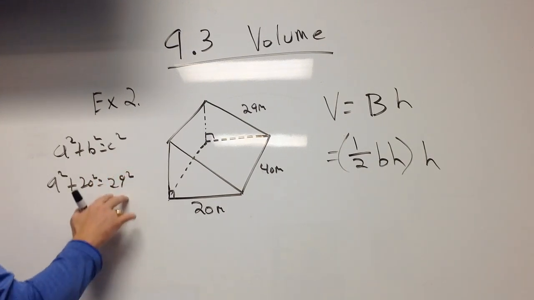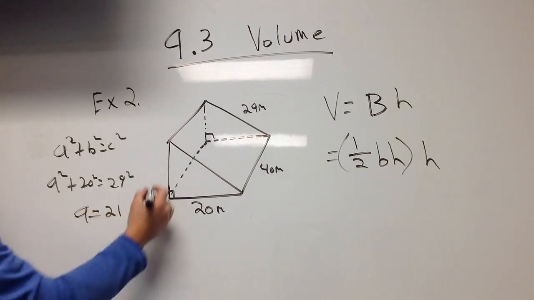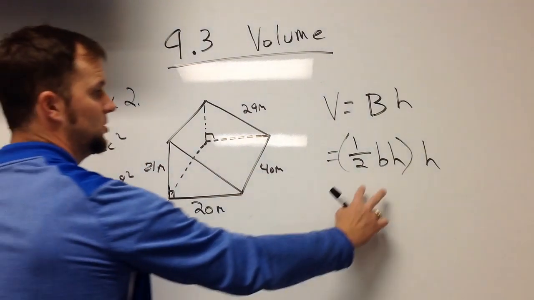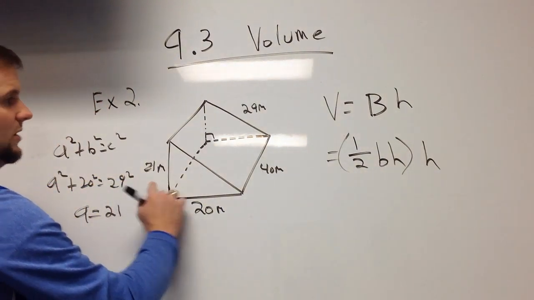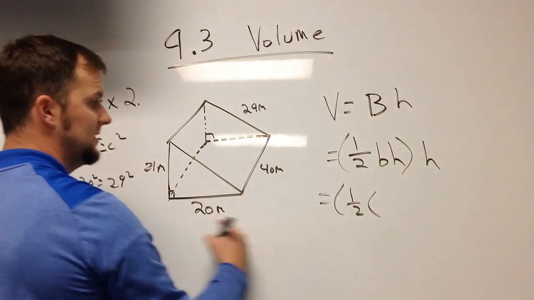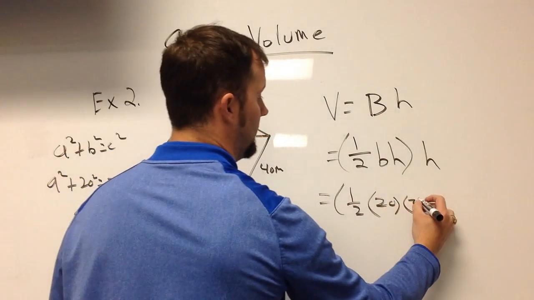And then I would end up squaring these and subtracting them, and I would end up getting a is equal to 21. So that means my height is going to be 21 meters here if I ended up finding that. So let's go and plug everything in. So right now, just looking at my triangle, my base is 20, my height is 21. So this formula is going to be 1/2 the base, which is 20, multiplied by the height, which is 21.